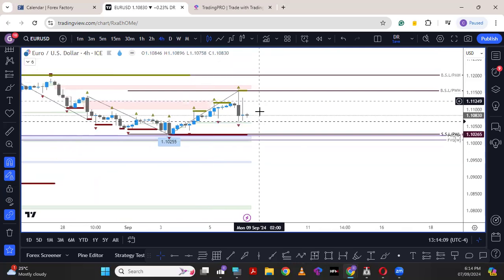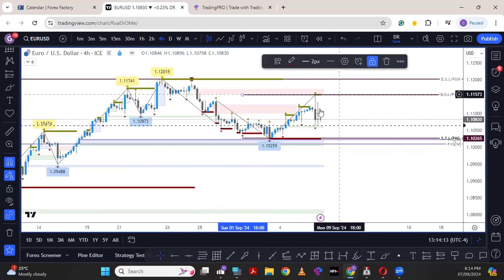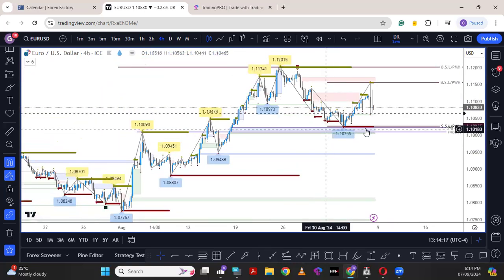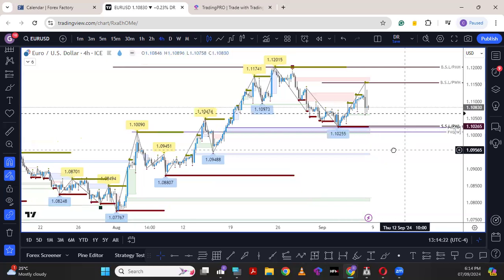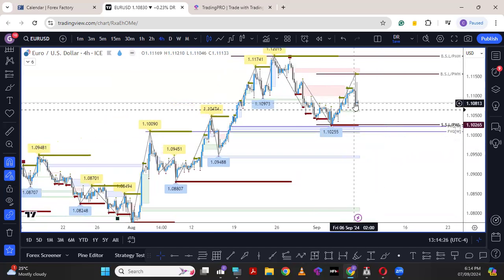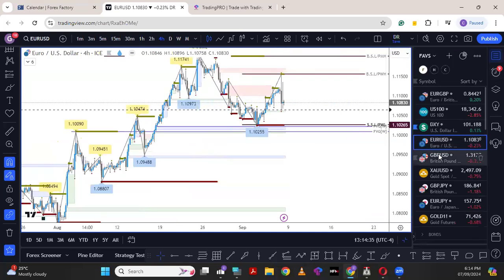So as long as price does not go above 1.1150 on retracement, you might see price sweep into 1.1025 going into next week. So that's what we'll be waiting for going into next week. So probably Monday, Tuesday, retracement with a move lower going into Wednesday, Thursday, and Friday. So the next pair we're going to be looking at is the GBPUSD.